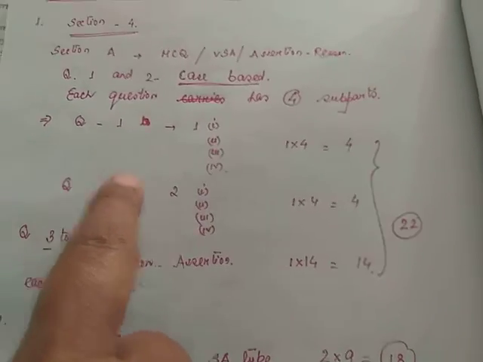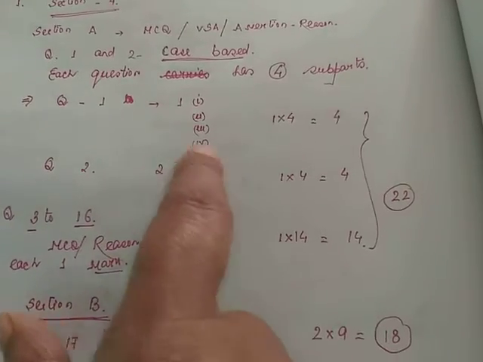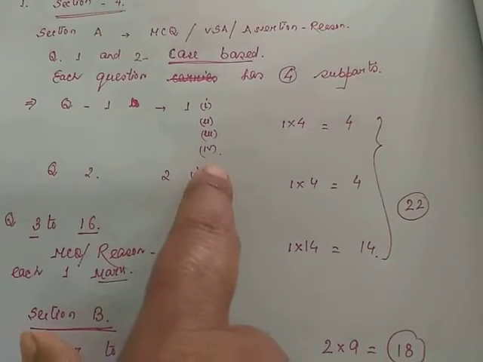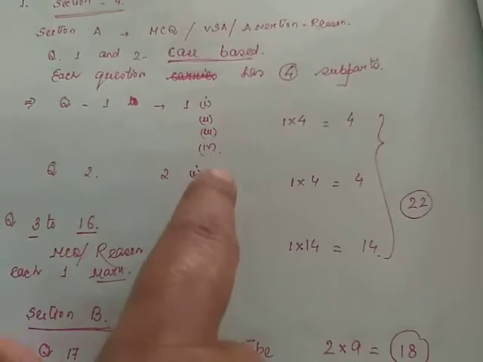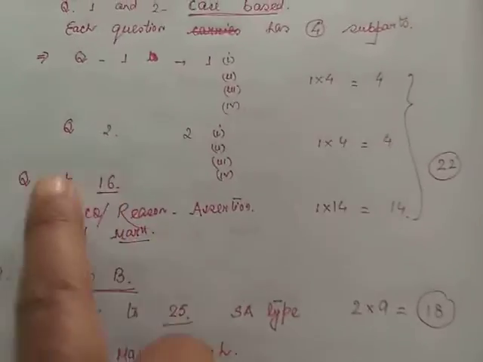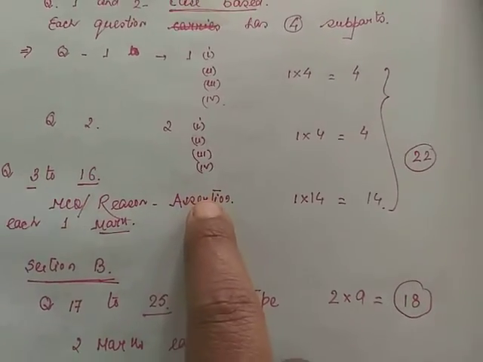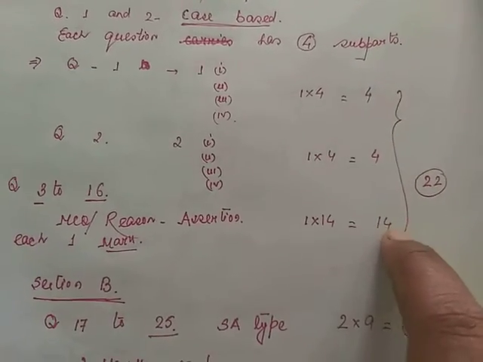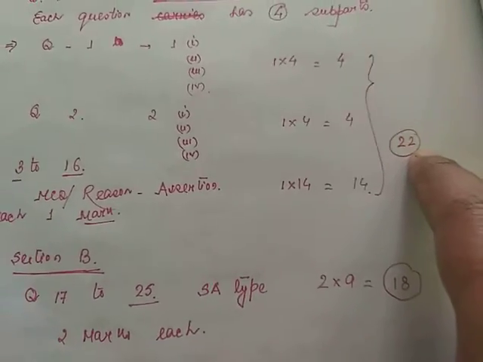Question number 2 is again case based. Another paragraph would be provided which also has some subparts, and this would be mostly assertion reason based. That is, one is either MCQ or VSA, another is assertion reason based question. Question number 3 to 16 is MCQ or assertion reason based question, and each carries 1 mark. So here we are having 14 marks, 4 plus 4, total 22 marks from section A.